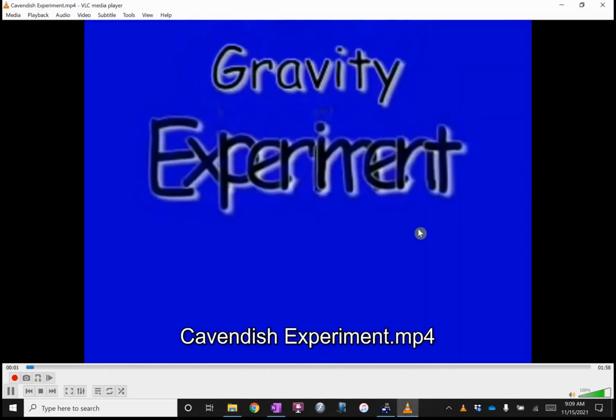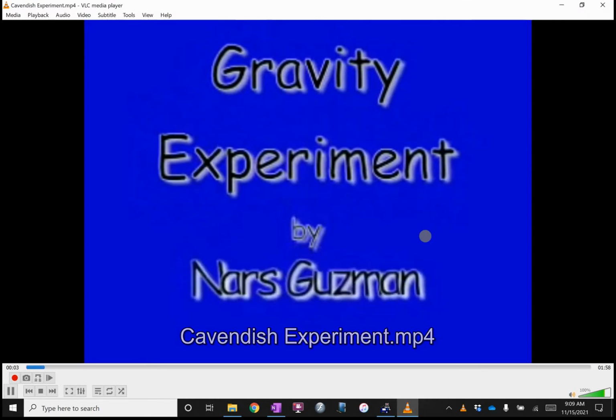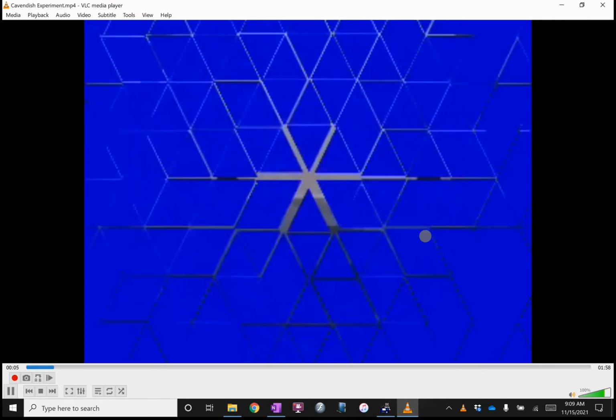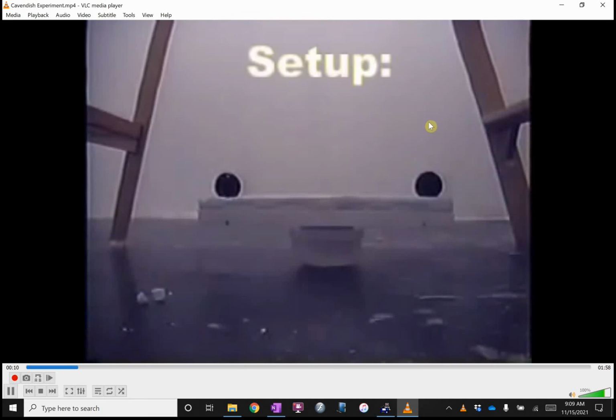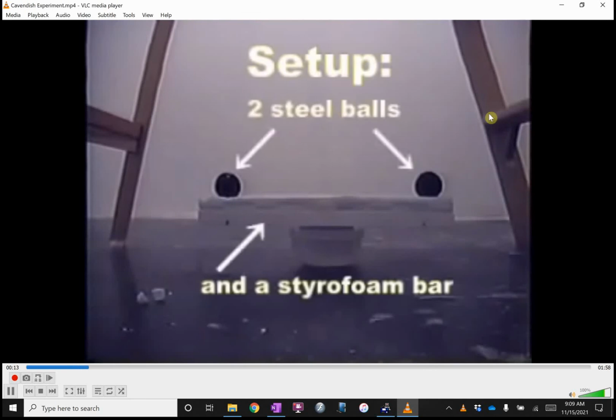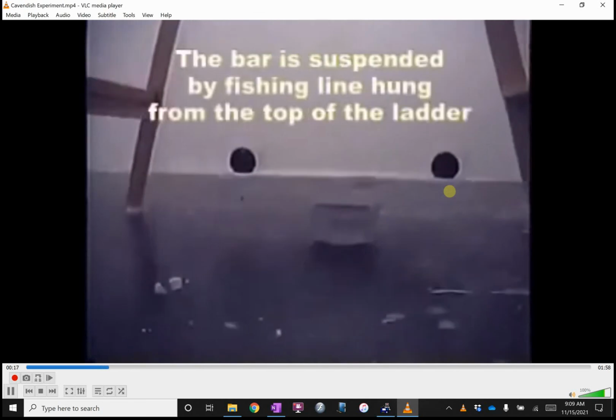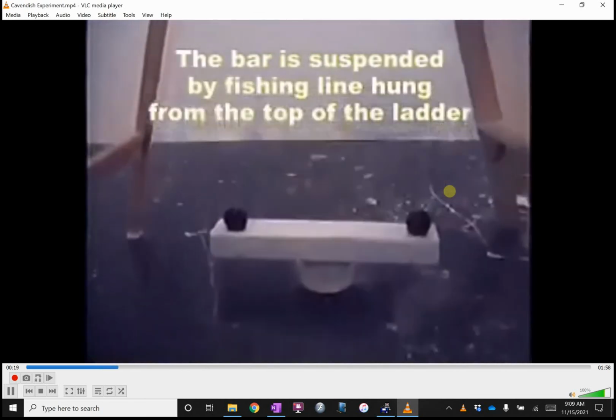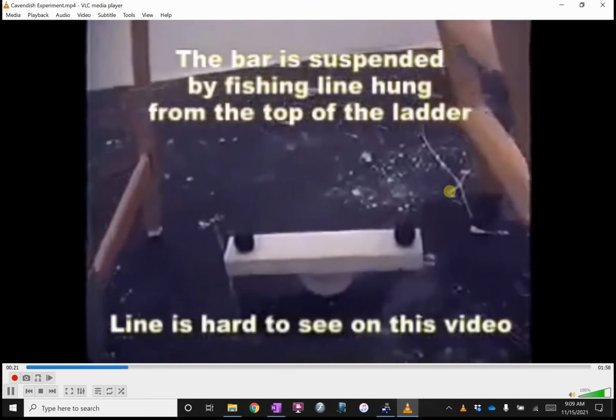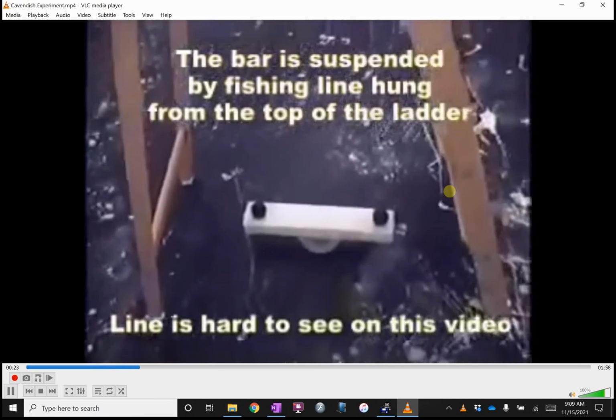So here's the setup. What we have is a styrofoam bar hanging from fishing line. You can't see the fishing line, but it's there. We have two steel balls on either end. Now the key is this styrofoam bar is free to rotate, is free to twist. Got me so far?